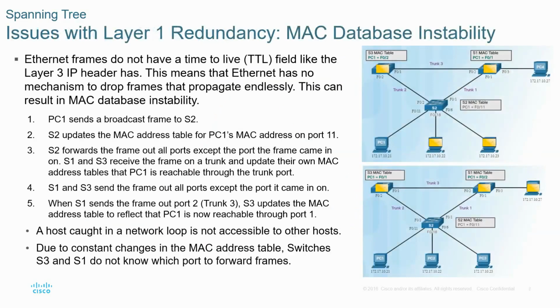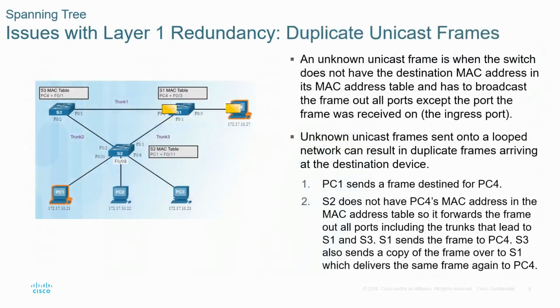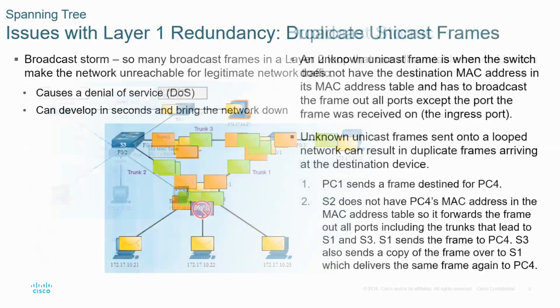So we can now see the three problems that arise because of the presence of this loop in the network. The first one is the MAC table instability. The addresses basically keep changing in the table, and there is no time to live field in the packet, so it might actually lead to some hosts becoming unreachable. We have also broadcast storms, and we have also duplicate unicast frames. By the way, broadcast storms can lead to denial of service if there is too much traffic, and it can build up quite quickly. It might lead to switches becoming congested and not being able to forward packets.